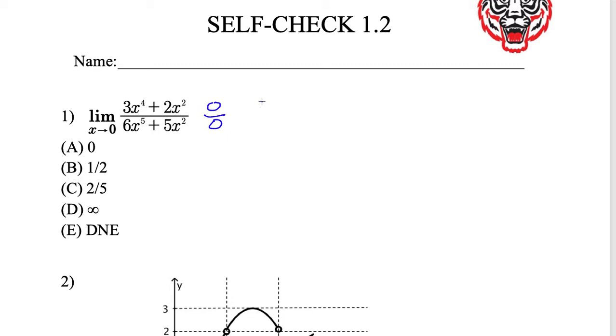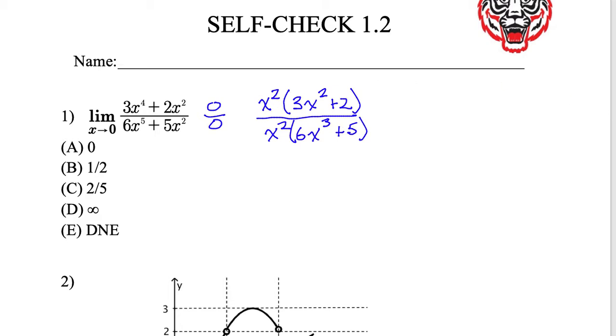So, factor this thing. x squared is the biggest thing I can pull out. x squared times 3x squared plus 2. And I can factor an x squared on the bottom as well. x squared times 6x to the power of 3 plus 5. All right, factor, cancel, plug in.